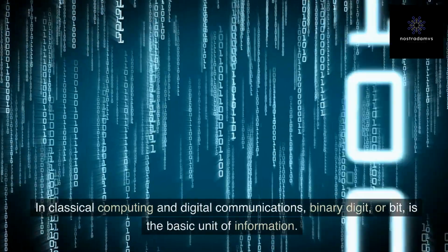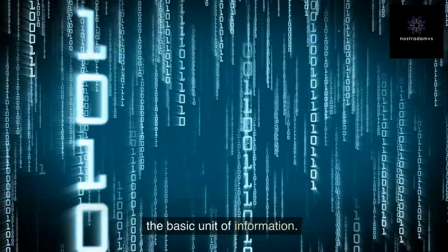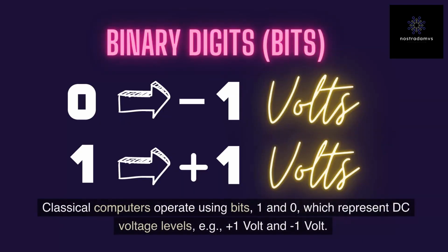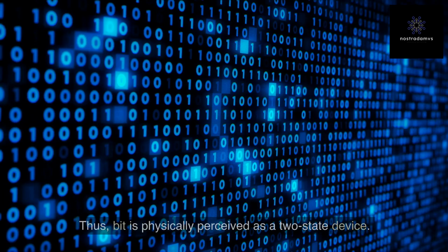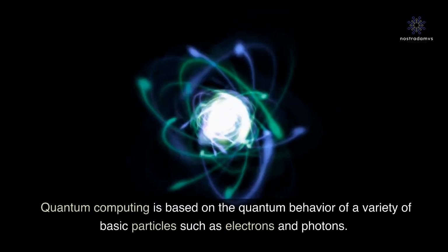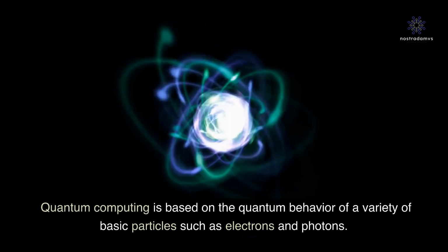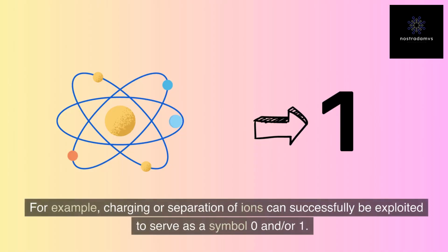In classical computing and digital communications, binary digit, or bit, is the basic unit of information. Classical computers operate using bits, 1 and 0, which represent DC voltage levels, for example, +1 volt and -1 volt. Thus, bit is physically perceived as a two-state device. Quantum computing is based on the quantum behavior of a variety of basic particles such as electrons and photons. For example, charging or separation of ions can successfully be exploited to serve as a symbol 0 and/or 1.